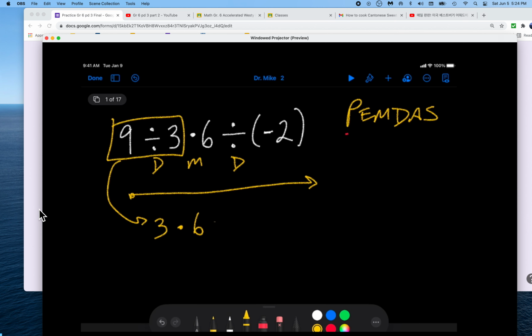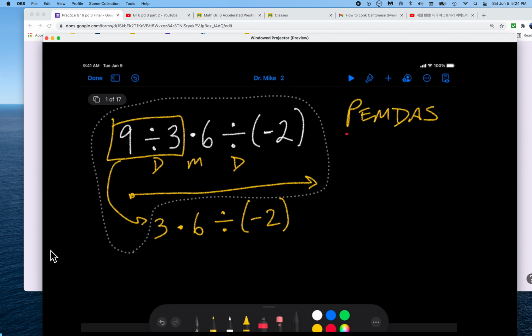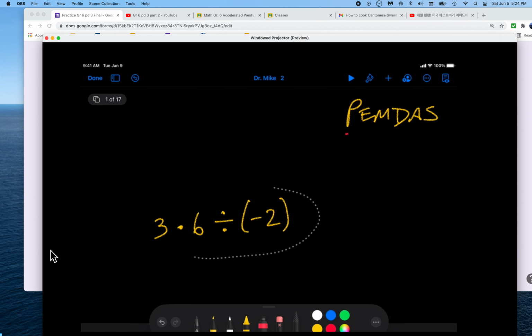If it helps you, you can rewrite everything. You don't have to do it all in one fell swoop. So now we have this, and we're going to reevaluate this. We're going to forget about this up here. It's a whole new ball game now.